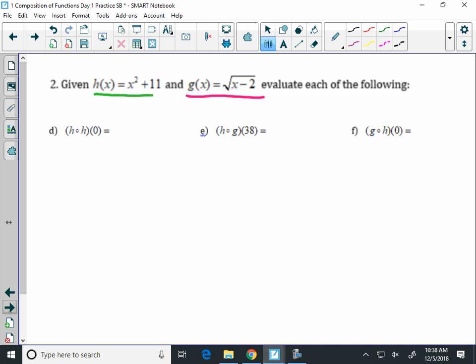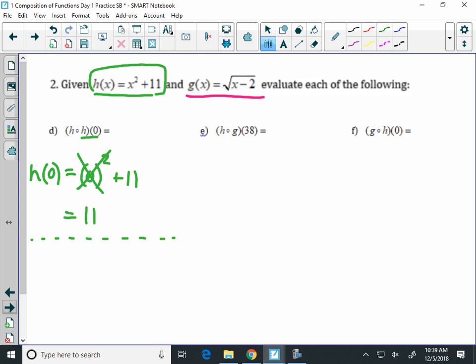So you start this the same way. Even though the notation looks different, you still start with the function that's on the right, which is h of 0. You're going to put 0 in for the value of x for the function h. So you will have, remember you put your quantity in parentheses, 0 squared plus 11. Well, 0 squared is 0, so that goes away, and you just have 11 as your answer.